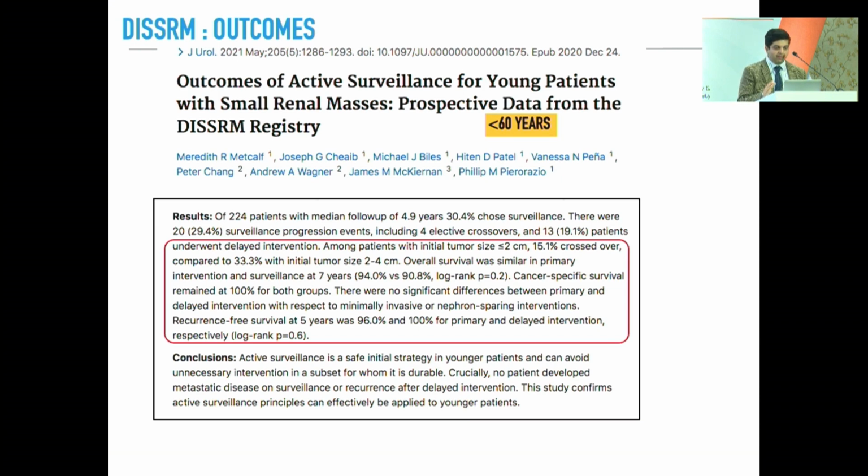And overall survival was similar at 7 years for active surveillance as well as primary intervention, and there were no significant differences with respect to minimally invasive or nephron sparing interventions. Recurrence-free survival was 96 and 100% for primary and delayed intervention. So they concluded that active surveillance is a safe initial strategy in younger patients and can avoid unnecessary intervention in a subset for whom it's durable. Obviously, as more and more data is emerging, a lot of the controversy may be put to rest, but we'll watch out for this space.